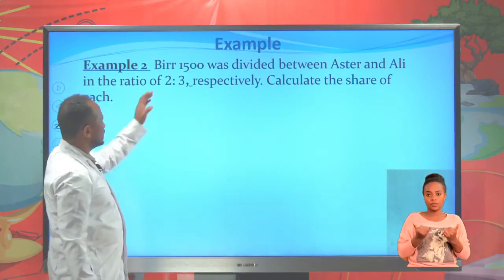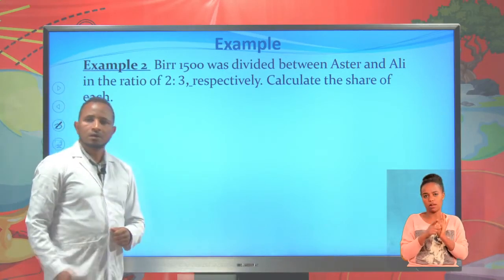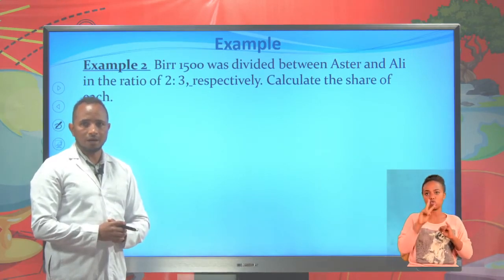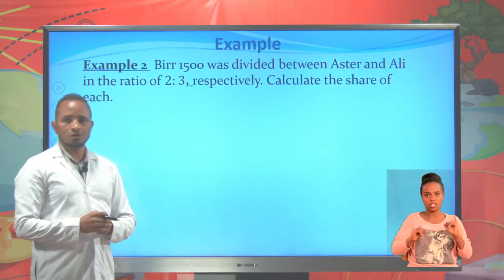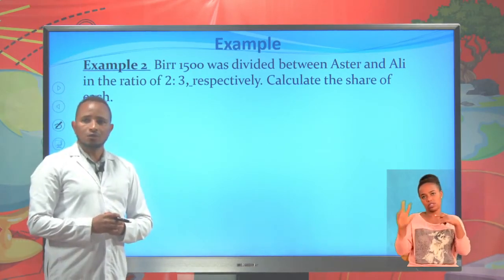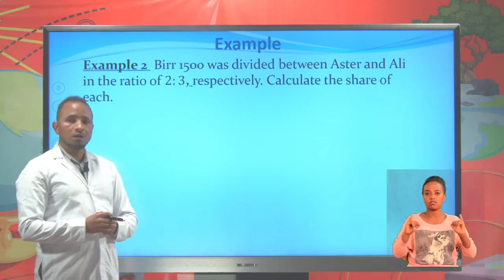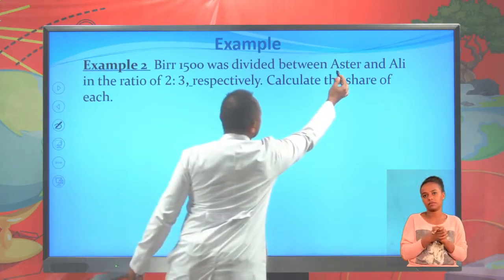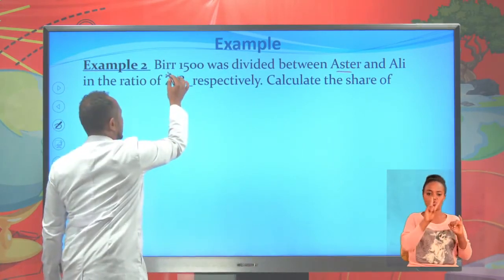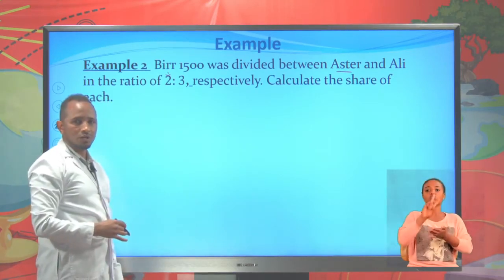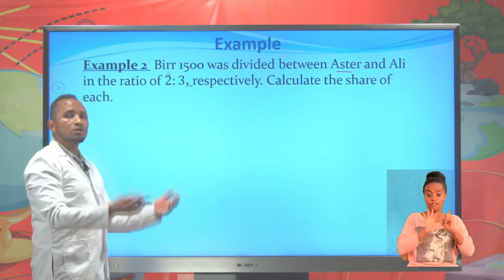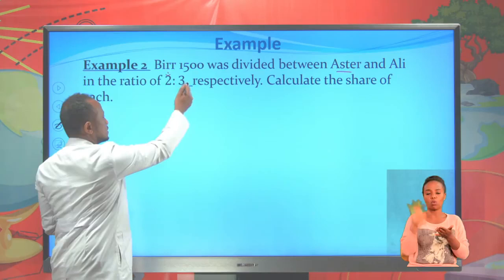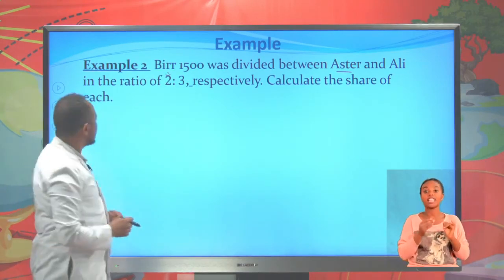Now, let's see another example. Bir 1,500 was divided between two persons, Aster and Ali, in the ratio of 2 ratio 3 respectively. Calculate the share of each. To do this, Aster shares 2 parts out of the total of 5, 2 fifths. Aster will share 2 fifths of the total amount of money, and Ali shares 3 fifths of the total amount of money.